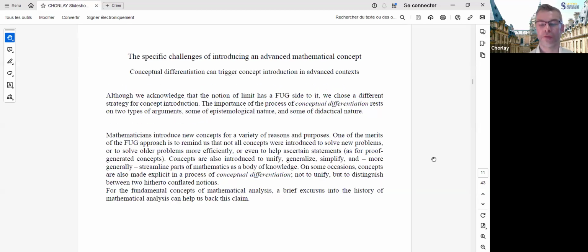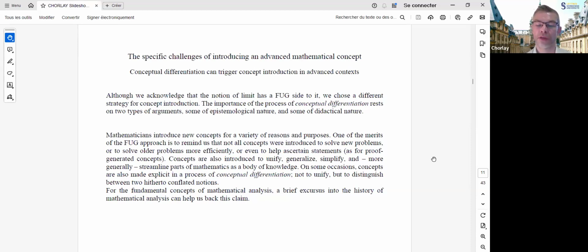But we did not go for this approach in our task design on limits. When I say we, it's because there were three of us involved here: two high school teachers and myself. Although we acknowledge that the notion of the limit has a formalizing, unifying, and generalizing side to it, we chose a different strategy for concept introduction.